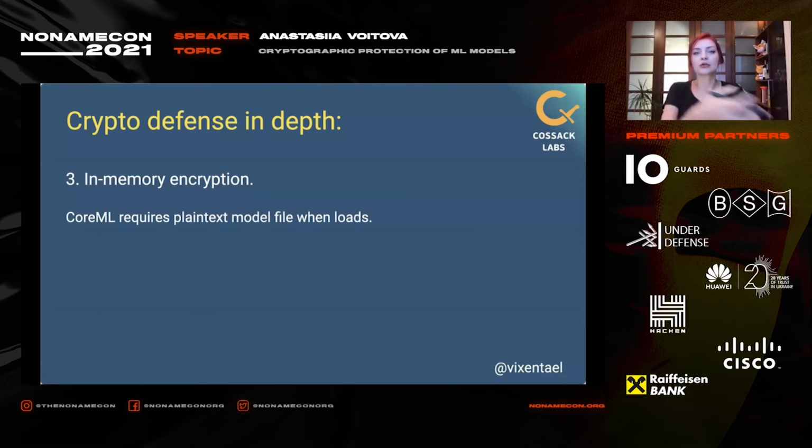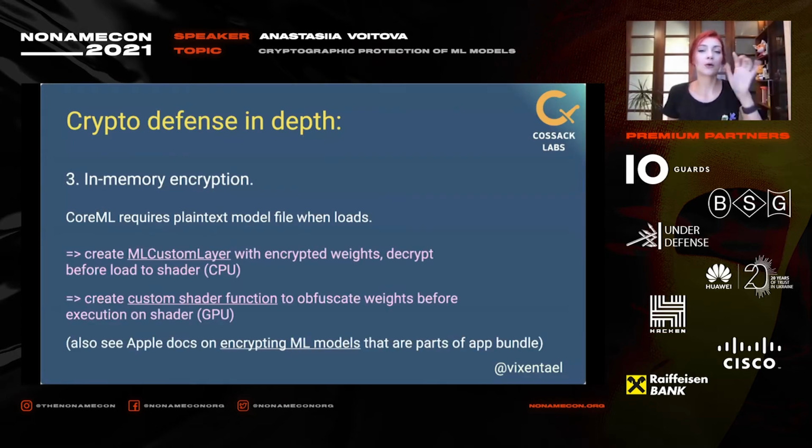When you use the API to load the model into memory, the file should be in plain text. However, we can use nice CoreML tricks to add encryption inside layers of our model, right? All the steps before, we were talking about machine learning encryption as a file. Now, remember that these models have structure and they have layers. So we can create custom layers that are encrypted, right?